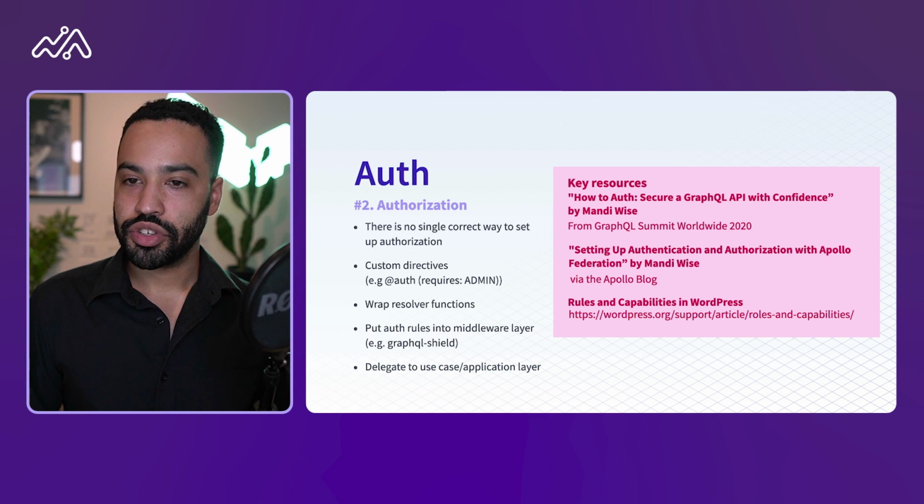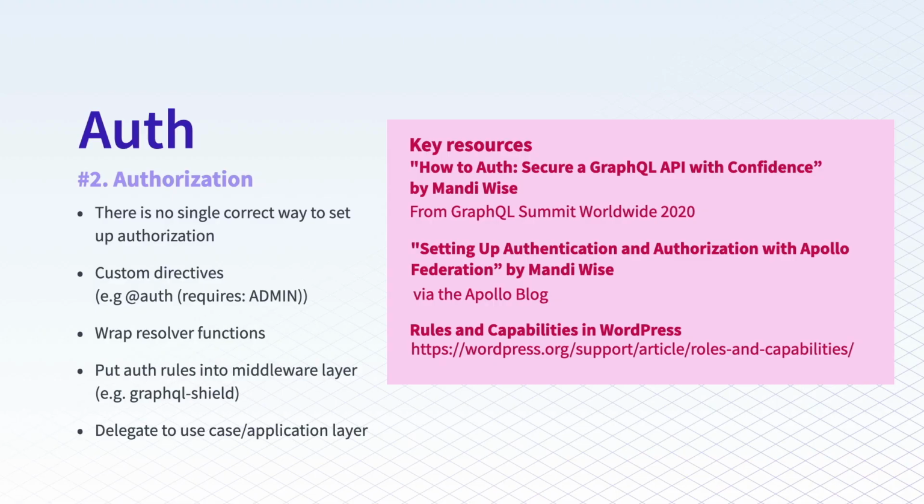One of my favorite talks on this topic is How to Auth by Mandy Wise from last year's GraphQL Summit. You should definitely check that out. In that talk, we take a middleware approach, hooking up auth rules using a community tool called GraphQL Shield. One other resource I recommend is if you're thinking about building authorization policies from scratch and you'd like to see a real-world example of how to think about structuring them, take a look at the WordPress rules and capabilities page. It's actually a really good inspiration for getting started.